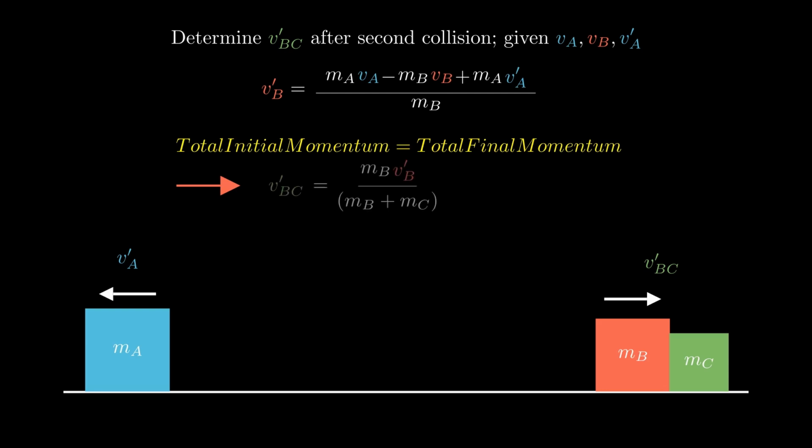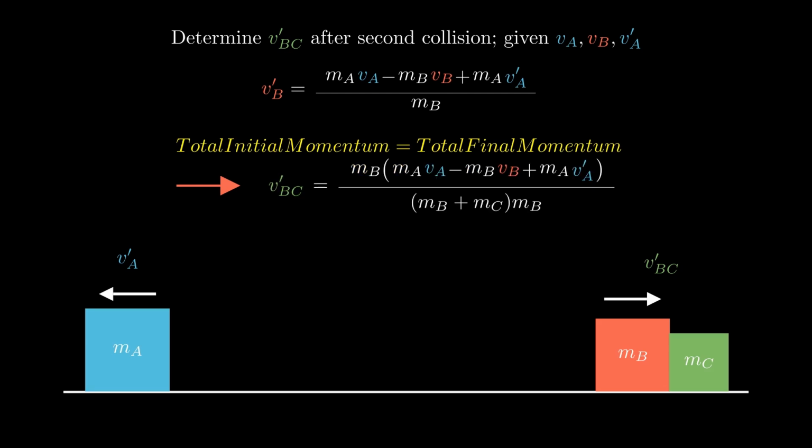After simplifying this equation, we can substitute the value of VB prime, which we found earlier, in order to determine the new velocity of the combined masses. This example highlights the fundamental principle of momentum conservation and how it can be directly applied to solve collision problems.